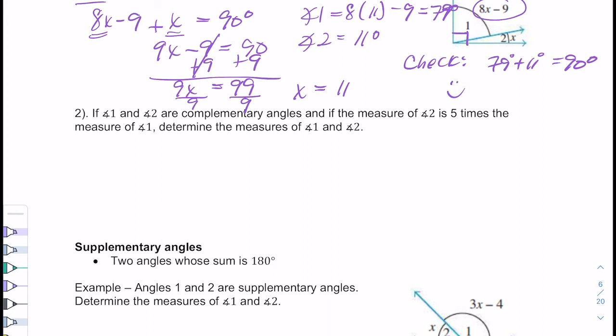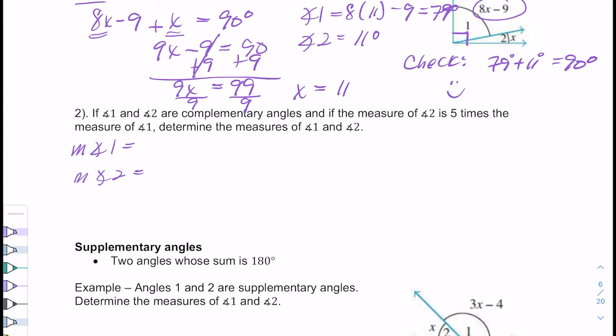So in this problem, they tell me right away, they talk about complementary angles. So I know that my equation is going to be equal to 90. But they don't exactly tell you what angle 1 and 2 are. All they tell us is the measure of angle 2 is 5 times the measure of angle 1. So I have the measure of angle 1 and the measure of angle 2. The only clue they give us is that angle 2 is 5 times the measure of angle 1.